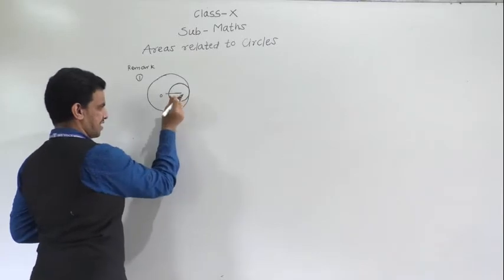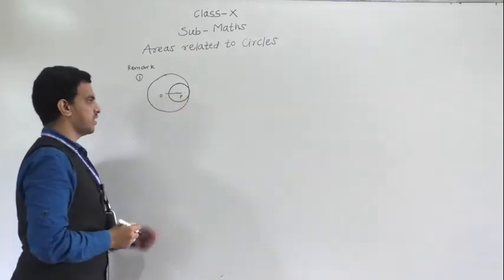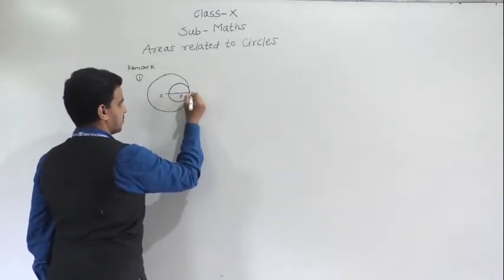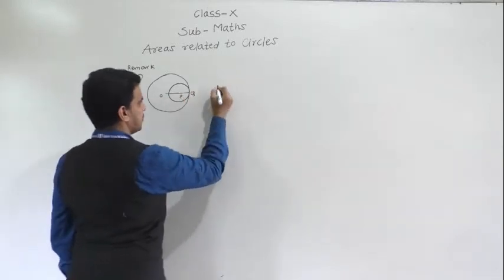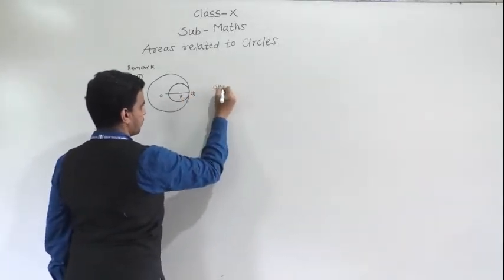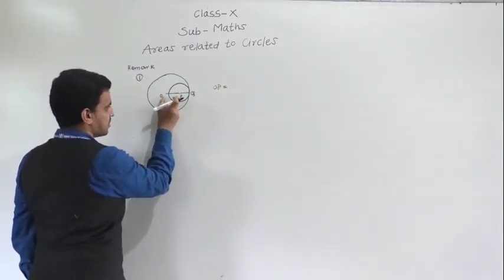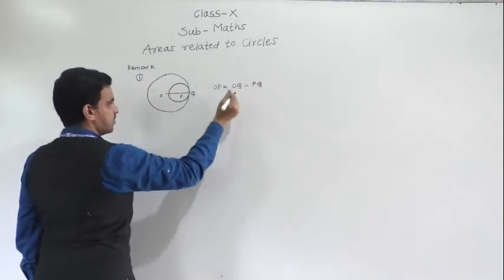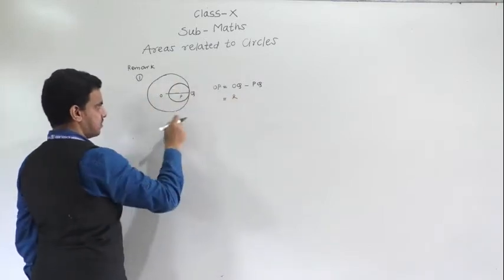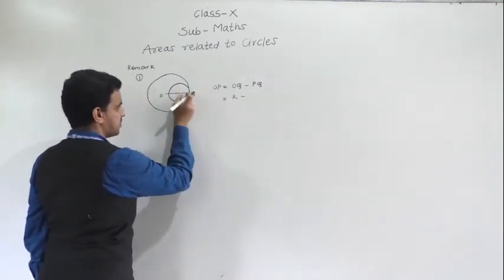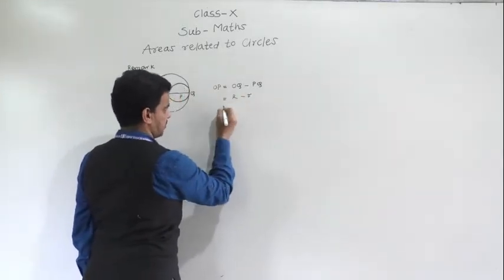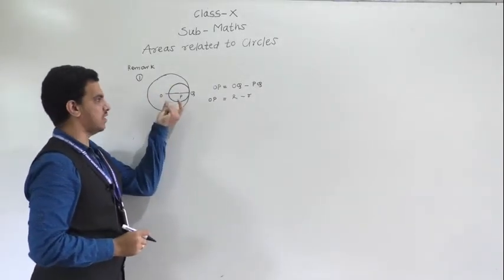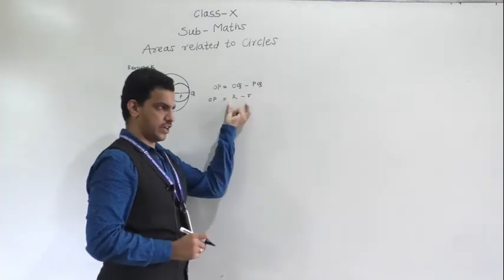Distance between two centers is the difference of radii. Suppose we want to get OP, which is the distance between two centers. We get it as OQ minus PQ. OQ is the radius of the big circle, capital R, and PQ is the radius of the small circle, small r. So when circles touch internally, the distance between the two centers is the difference of the two radii.